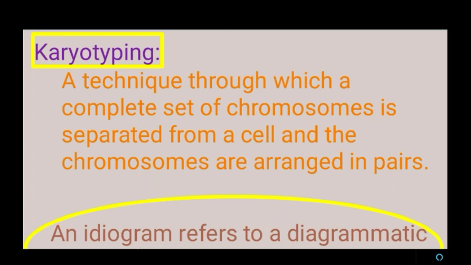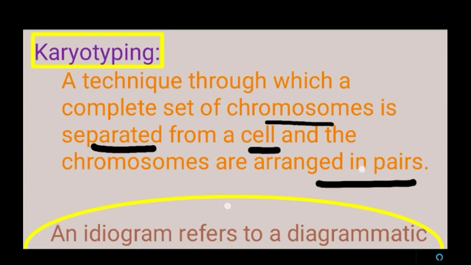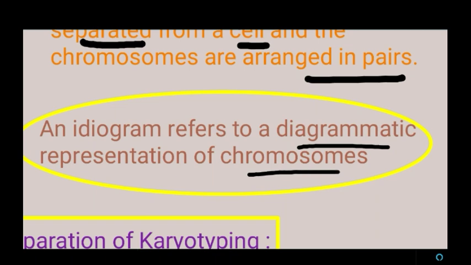Karyotyping is a technique by which a complete set of chromosomes is separated from a cell and the chromosomes are arranged in pairs. That is called karyotyping. The diagrammatic representation of the chromosomes is called an ideogram.